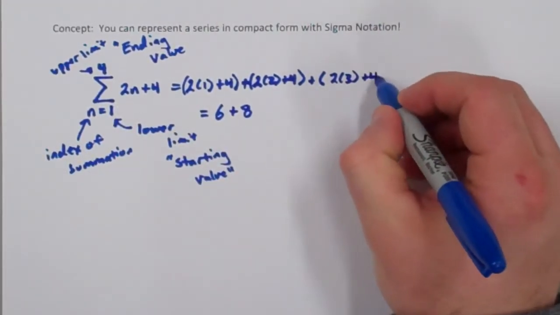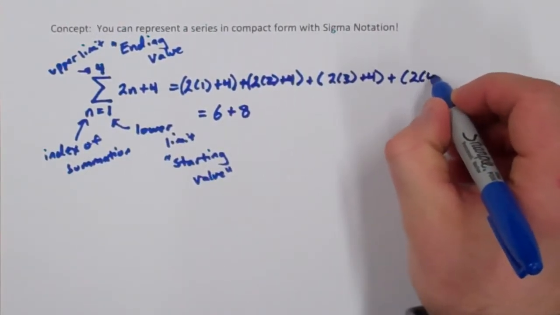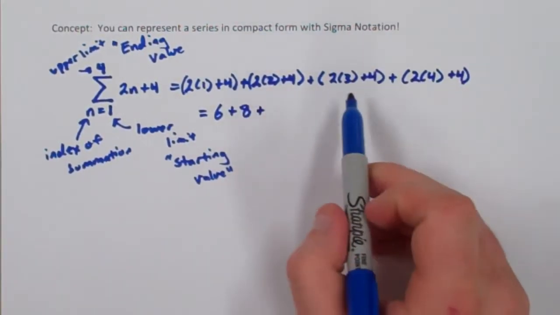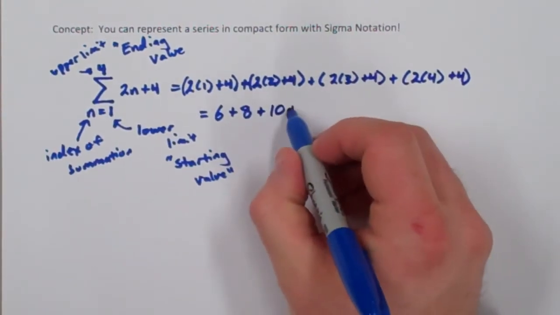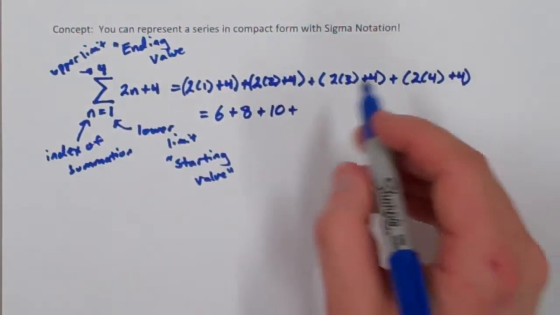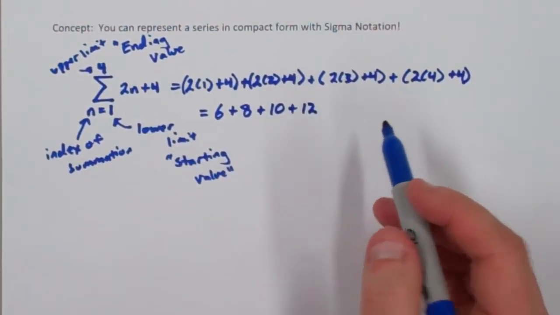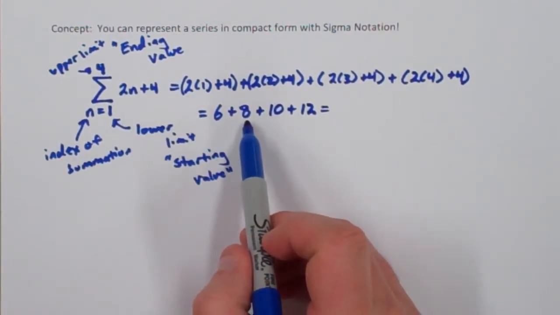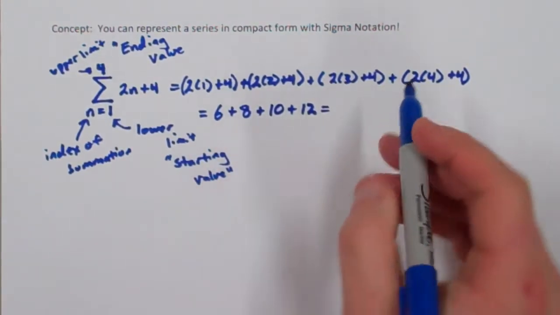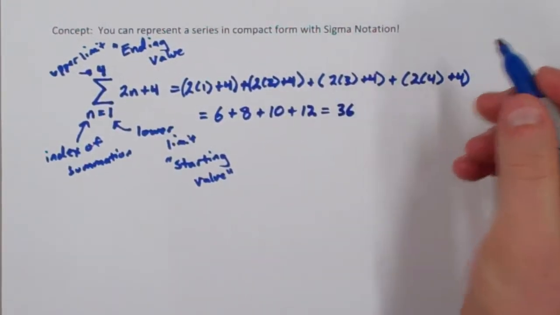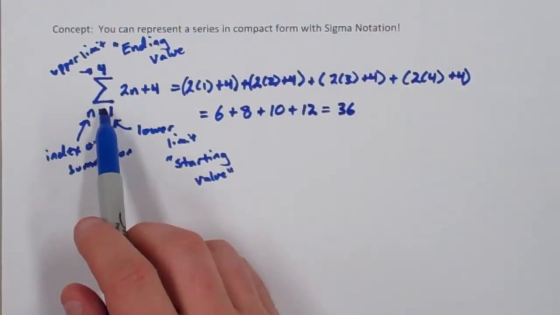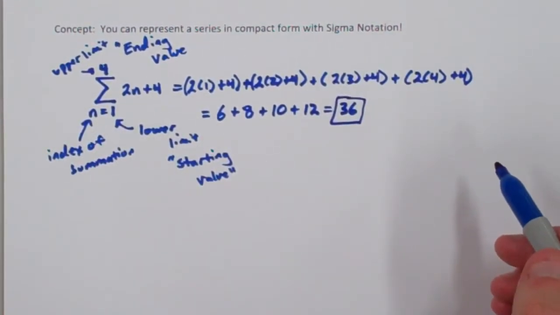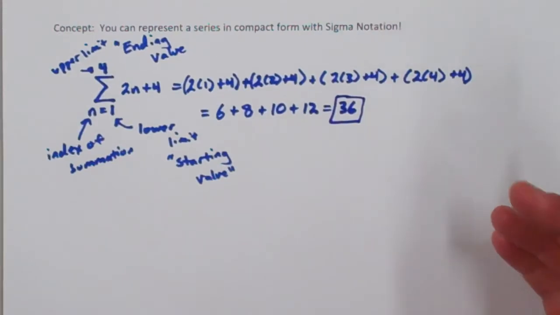So I'll go ahead and write out everything here. And that is 6 plus 4, or 10. And then 2 times 4, which is 8, plus 4 is 12. The last thing to do is to actually add these all up. You would add 6 and 8 and get 14. 14 and 10 is 24. And then 12 would be 36. So if you were asked to evaluate this sigma notation, your answer here would just be 36.